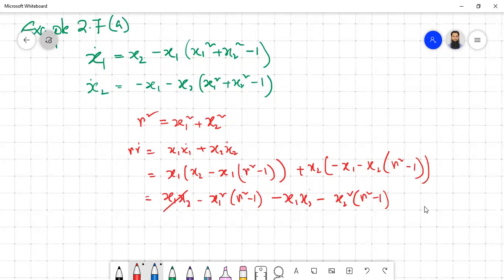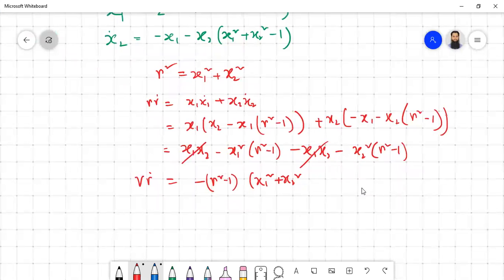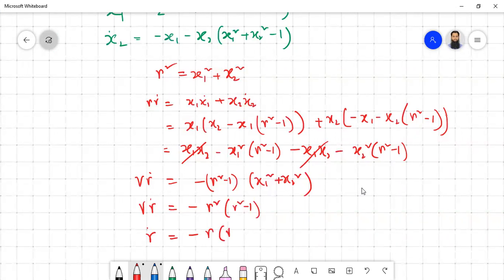So this one and this one get cancelled out. What is left is you can take common (r square minus 1). So whatever is left is x1 square plus x2 square. On the other side we have r dot. So x1 square plus x2 square is nothing but r square. So what we have is minus r square (r square minus 1) equal to r r dot. So basically one r gets cancelled out. So r dot becomes minus r (r square minus 1).